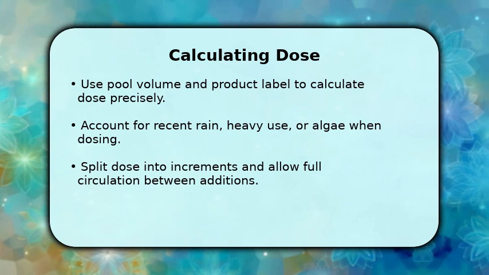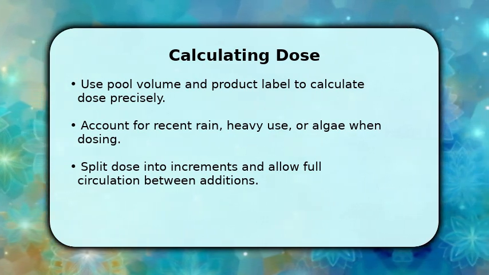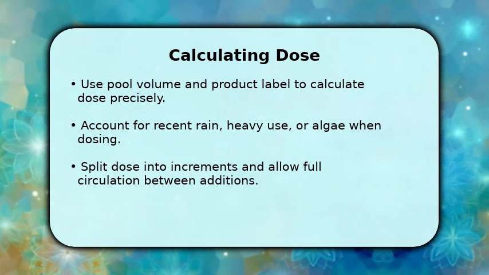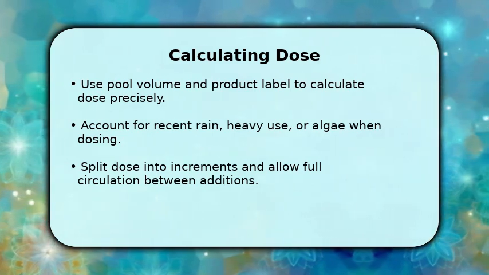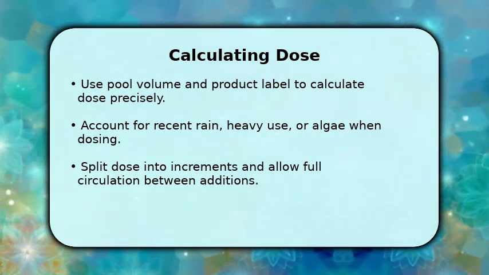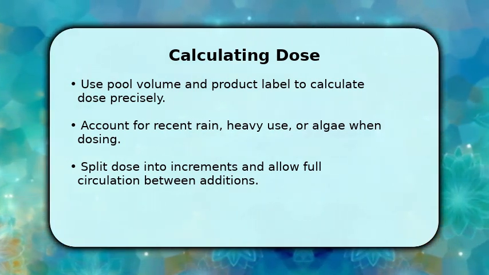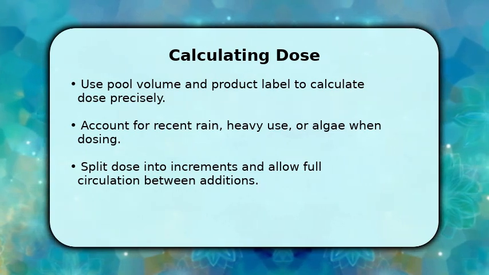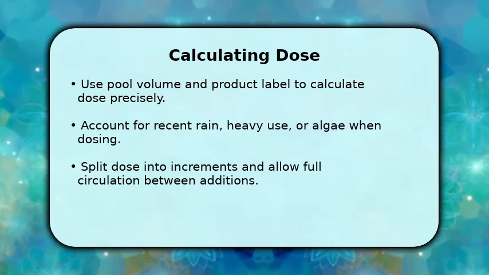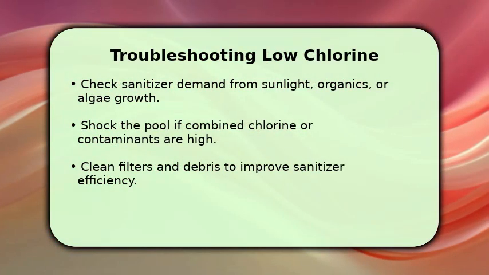Add chlorine to deep water with the pump running, wait at least 1 hour, then retest free chlorine levels. Repeat this process until you hit the target, keeping records so future dosing is easier and safer. If chlorine drops quickly, investigate causes like sunlight, heavy bather load, or algae that increase chlorine demand.